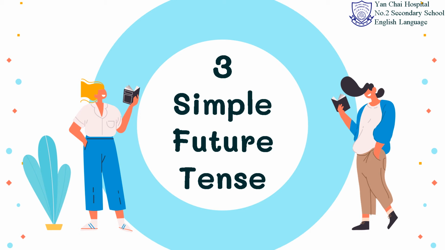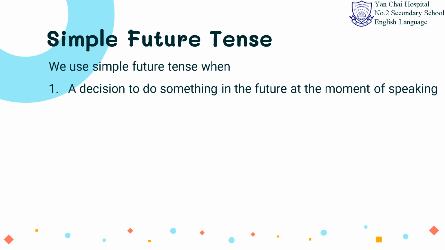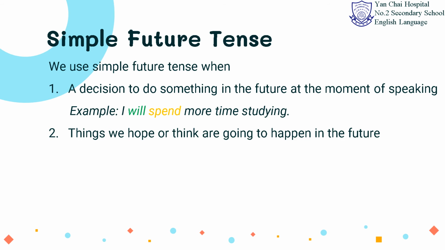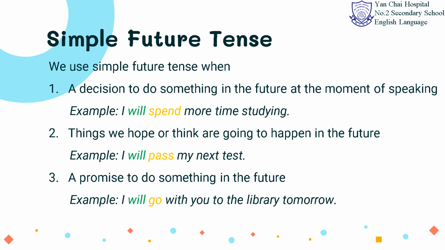Part 3. Simple future tense. We use simple future tense for a decision to do something in the future at the moment of speaking. Example: I will spend more time studying. Things we hope or think are going to happen in the future. Example: I will pass my next test. I promise to do something in the future. Example, I will go with you to the library tomorrow.